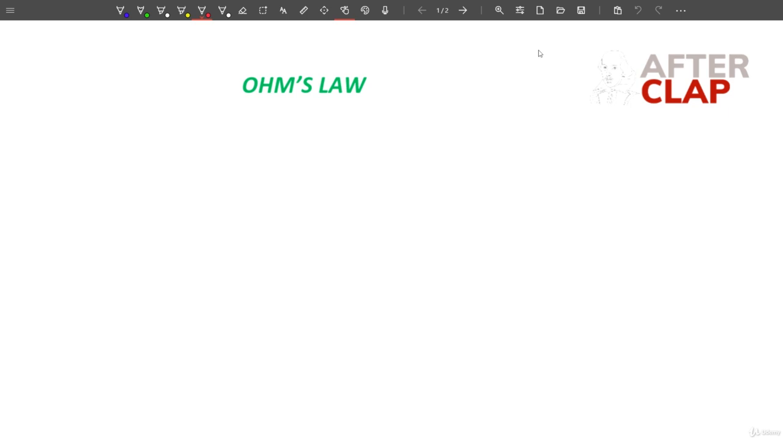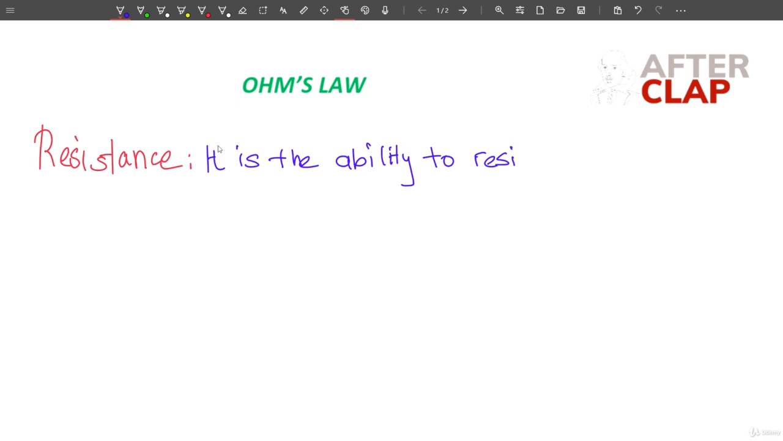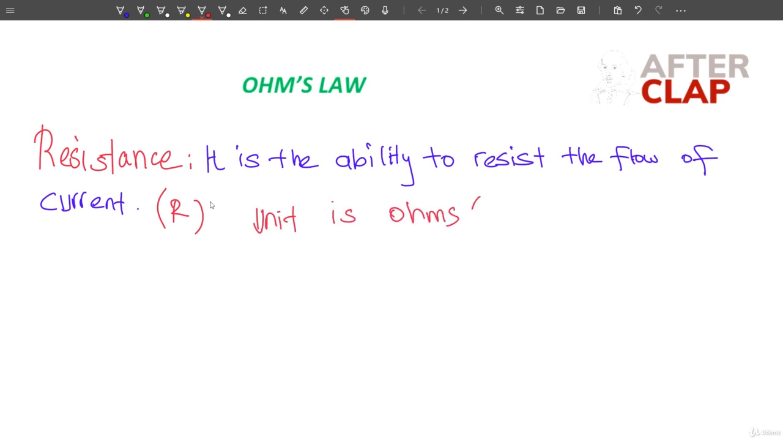Materials in general tend to resist against the flow of electrical charge, and this tendency is called resistance. Actually, resistance is the ability to resist against the flow. Resistance is denoted by a capital R. Let me write it in here, and the unit of resistance is ohms. Ohms is denoted by this symbol.